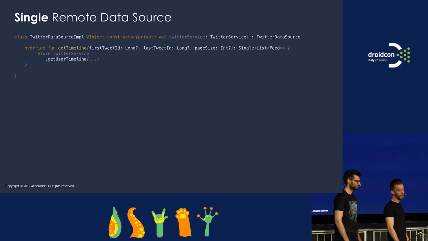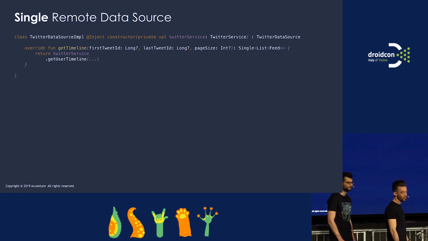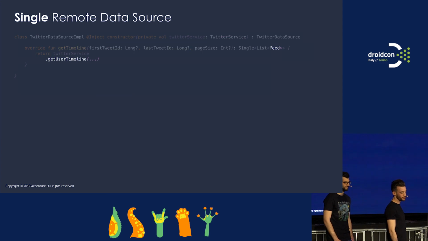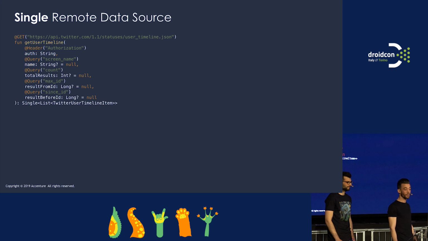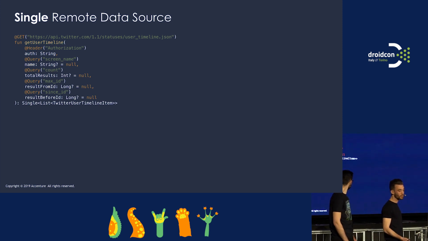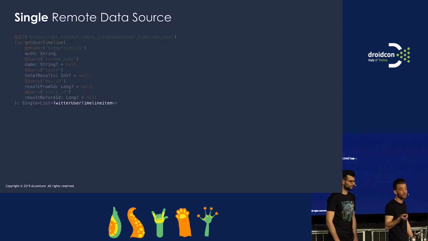After that, we implement our function getTimeline, returning a list of feed as a single object. And then we perform the call using the Twitter service. Now here, you can notice that we are returning as a returning type the feed object. But actually, if you have a look in the function inside our retrofit interface, with that user timeline, you can see that we have a different type. And this is because this type is a data domain specific type. So it will reflect the result actually that is returned by the Twitter API.